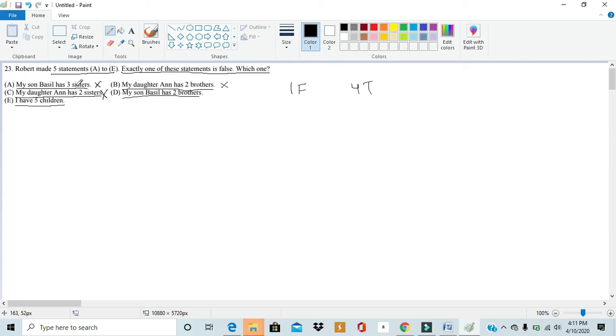Looking at this case, we realize that it doesn't seem wrong. For example, if we count up the number of children, we have Basil, we have his three sisters, and we have two brothers. And this may seem wrong at first, because then we're doing 1 plus 3 plus 2. But remember, Basil is one of the two brothers. So we have 1 plus 3 plus one other brother, giving us five children. This matches up with answer choice E. This shows that D could be possible.